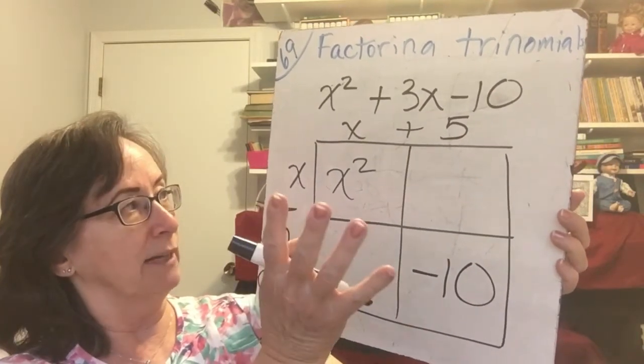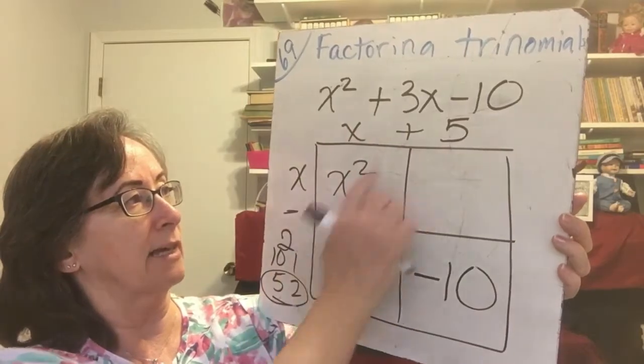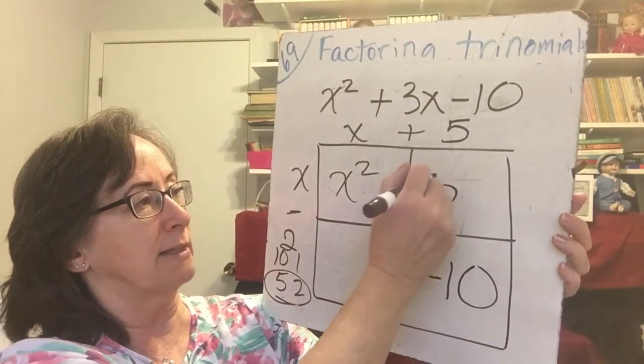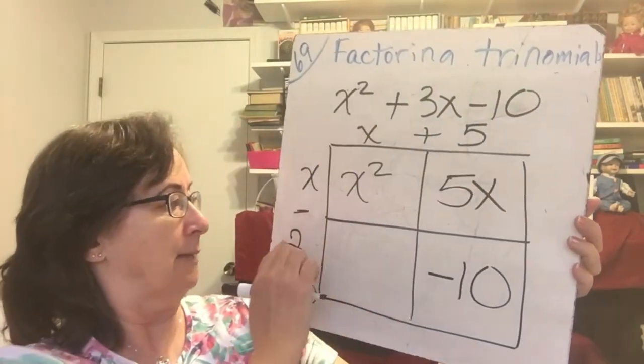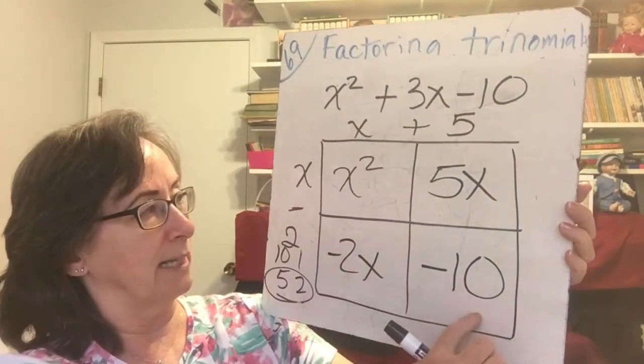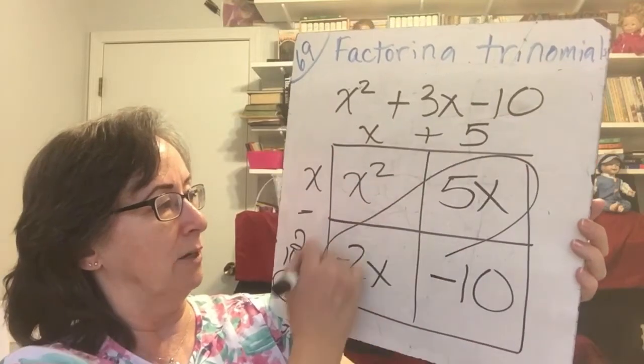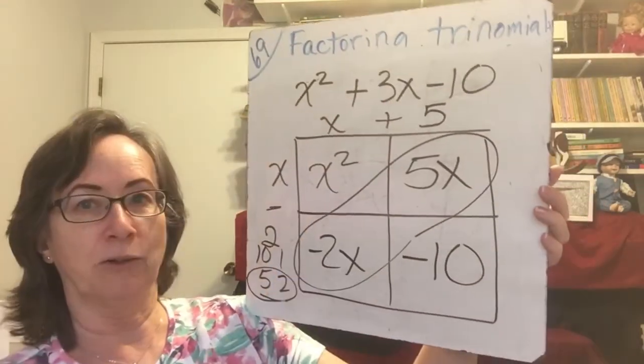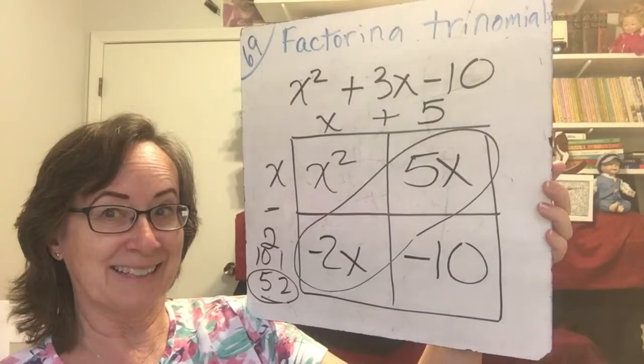So now let's check. X times x is x squared. 5 times x is 5x. X times a negative 2 is a negative 2x. 5 times a negative 2 is a negative 10. And these two added together do give me 3x.